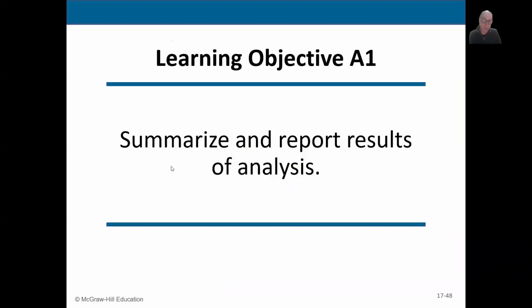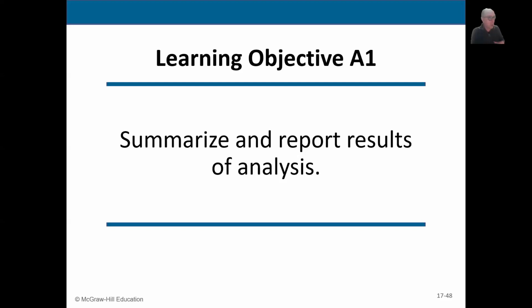Summarize and report the analysis. So we went through a process here, and I'm sure you saw that. We went through the four building blocks. We went through horizontal analysis, vertical analysis, ratio analysis, all in order to understand the financial health of the company, to help management make better decisions, to help investors make decisions, to help lenders and other institutions that make decisions about this company.